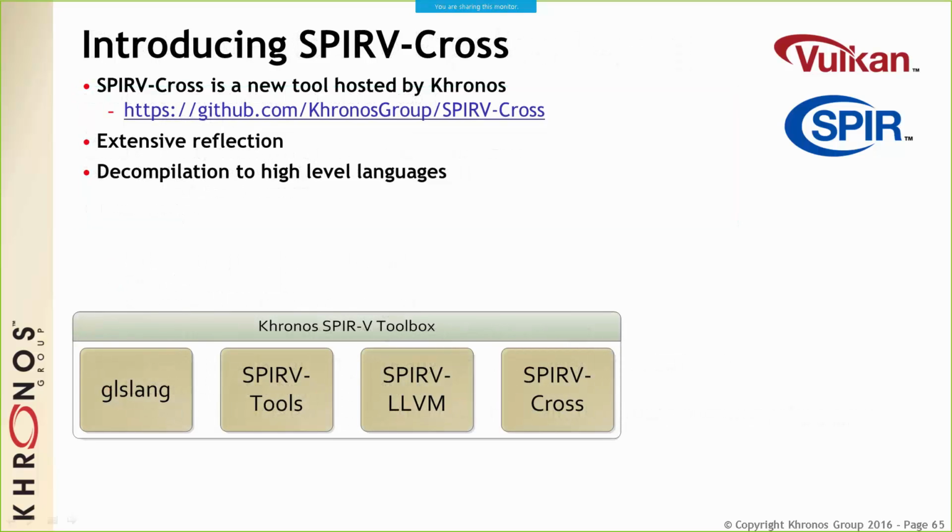So SPIR-V-Cross is a new tool hosted by Khronos, as mentioned earlier. The whole point is extensive reflection, so that you can do these things at runtime. You can look at SPIR-V and say, oh, that's my layout, and I will give that to Vulkan. Very convenient. And another feature I'm also going to touch on later is decompilation to high-level languages.